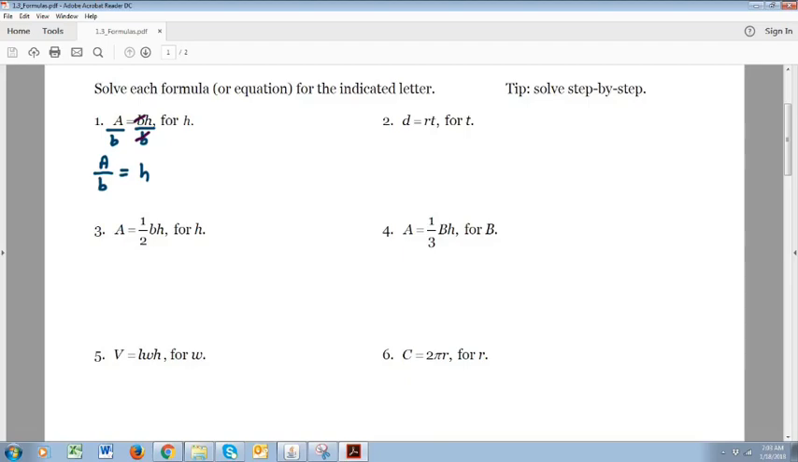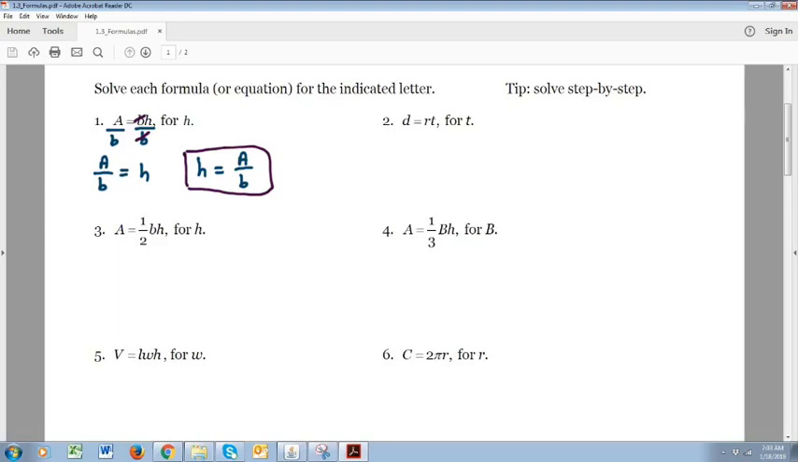Now you can write the h on the right here, or if you prefer, you can put it on the left. It's probably preferred to be on the left, but it really doesn't make that big of a difference. I don't care which way you write it, and I'll do it both ways.